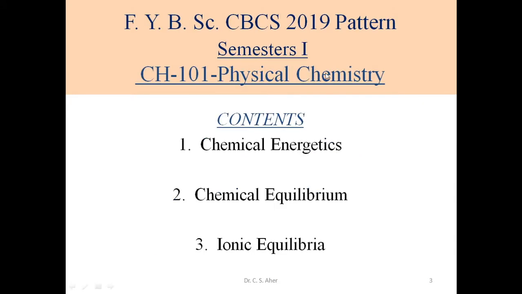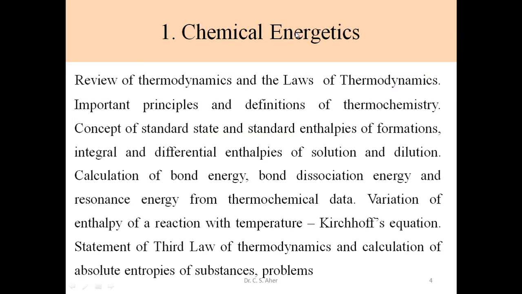In the theory paper for CH-10 physical chemistry, we have 3 chapters: chemical energetics, chemical equilibria, and ionic equilibria. In chemical energetics, we consider the review of thermodynamics, the laws of thermodynamics, important principles and definitions of thermodynamics, concept of standard state, standard enthalpies of formation, integral and differential enthalpies of solution and dilution, calculation of bond energy, bond dissociation energy, and resonance energy from thermochemical data, variation of enthalpy of reaction with temperature, that is Kirchhoff equation, statement of third law of thermodynamics, calculation of absolute entropies of substances, and problems based on various concepts.